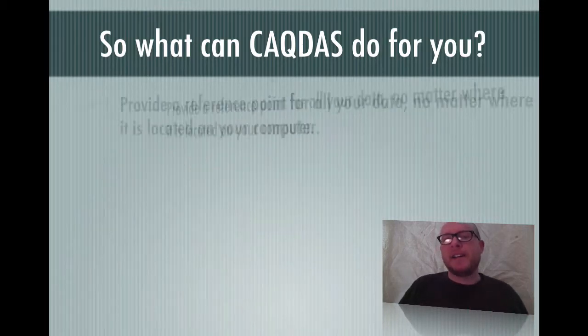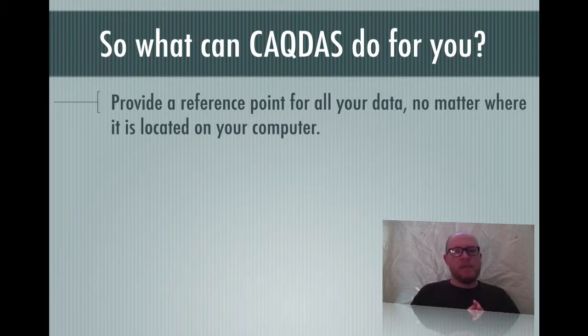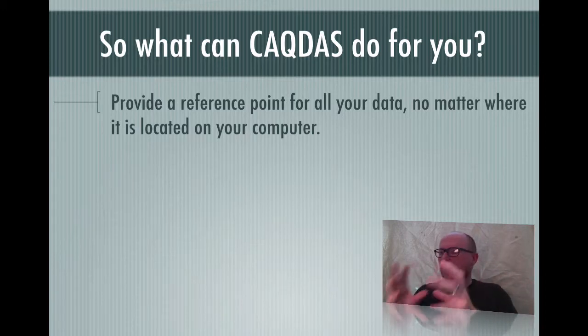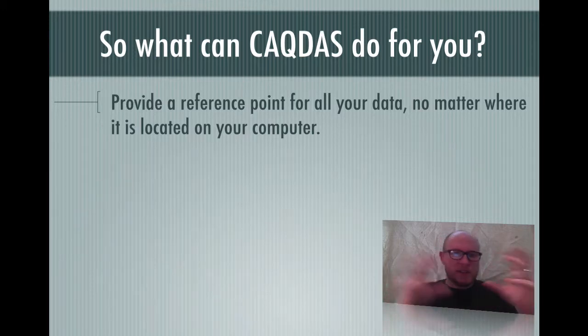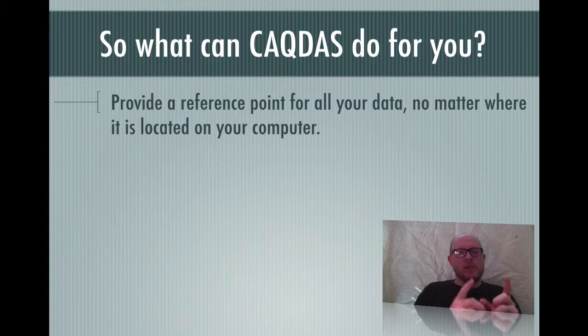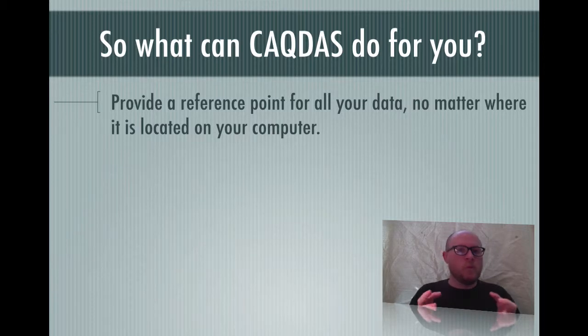So what can CAQDAS do for you? It can provide a reference point for all your data, no matter where it is on your computer. So if you've got some movies in one folder, you've got some interview data in another folder, you've got some audio recordings just stuck somewhere on your hard drive, the software knows exactly where it is, and it keeps track within the software, not within the file, where pieces of coding have actually happened. So oftentimes when you see some strange numbers within the CAQDAS software, those numbers are a reference to where it actually is in the file itself.